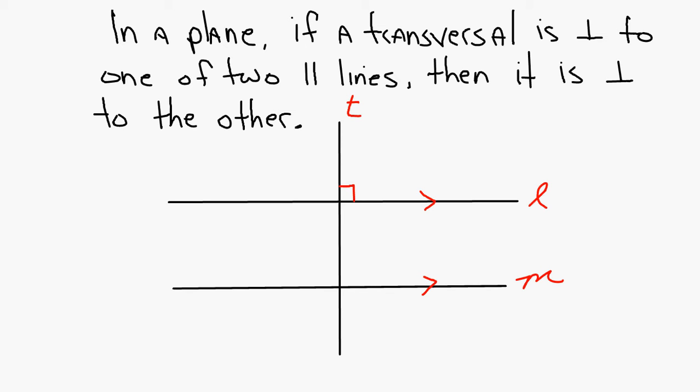If you're given this picture in a plane, transversal is perpendicular to one of two parallel lines, then it is perpendicular to the other. So if you're given this picture, here's what the rule states, that if T is perpendicular to L, and L is parallel to M, then T is also perpendicular to M. Okay?